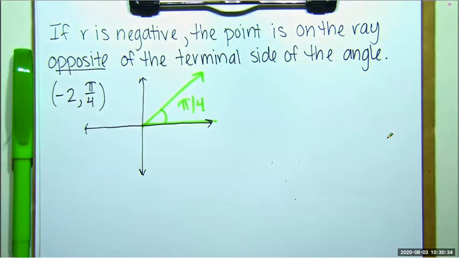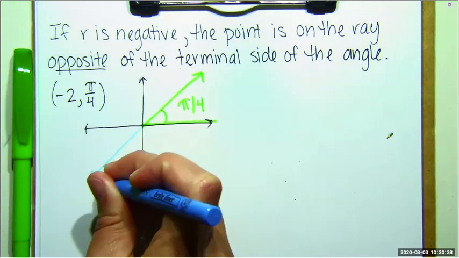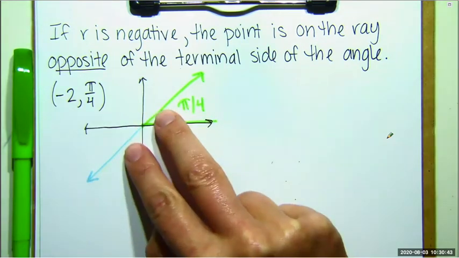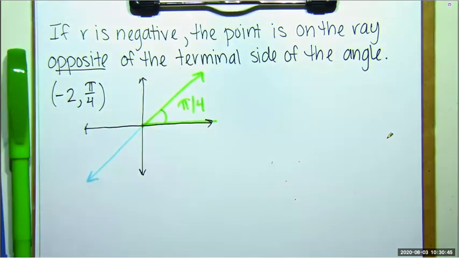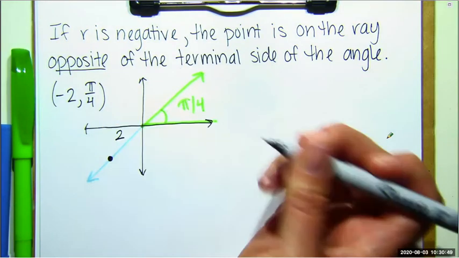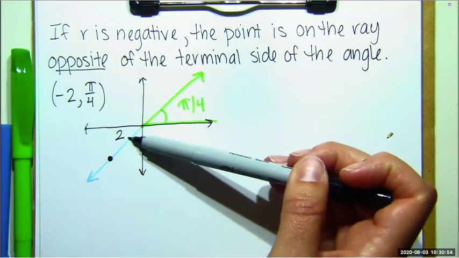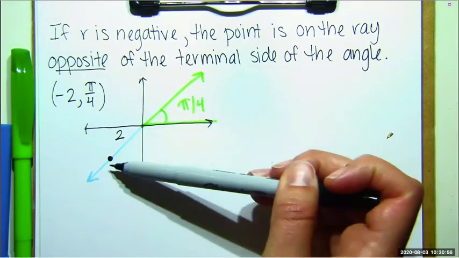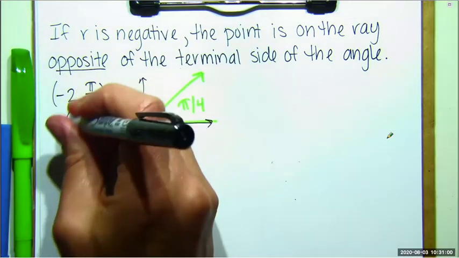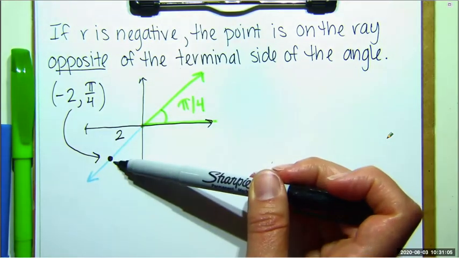So what would be helpful to us is to form the opposite ray. Okay, so the opposite ray goes in the opposite direction. These two rays together form a straight line. Now what we're going to do is go a distance of 2 on this opposite ray. Distance we always mark with a positive number. So the distance from the pole out to this point is +2. This point is the point -2 comma pi over 4.